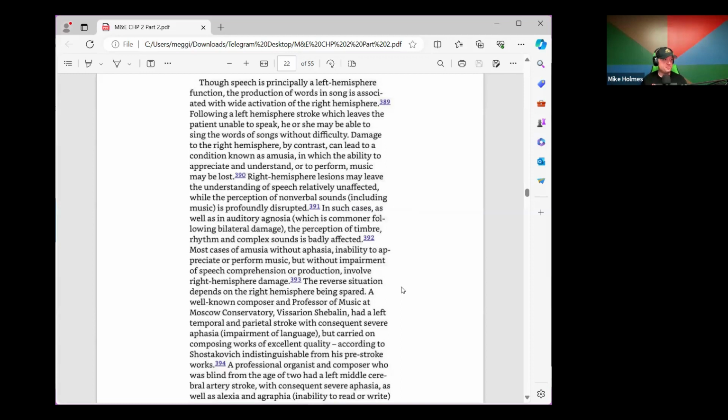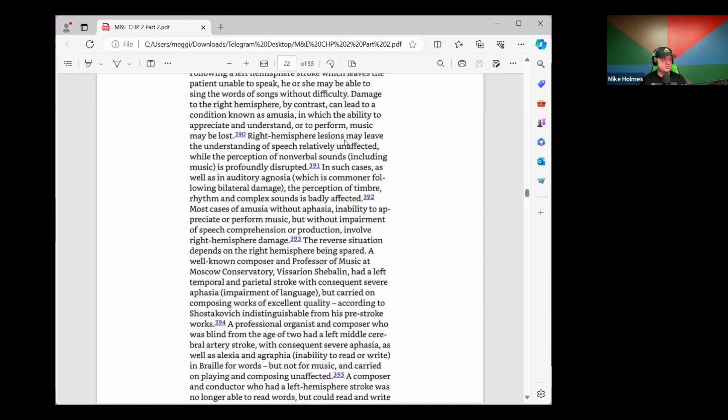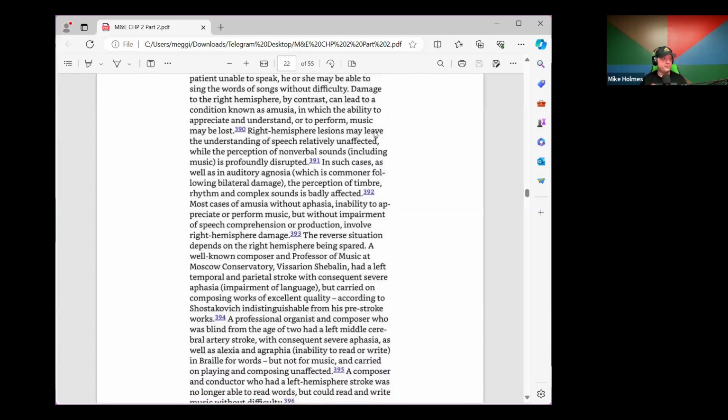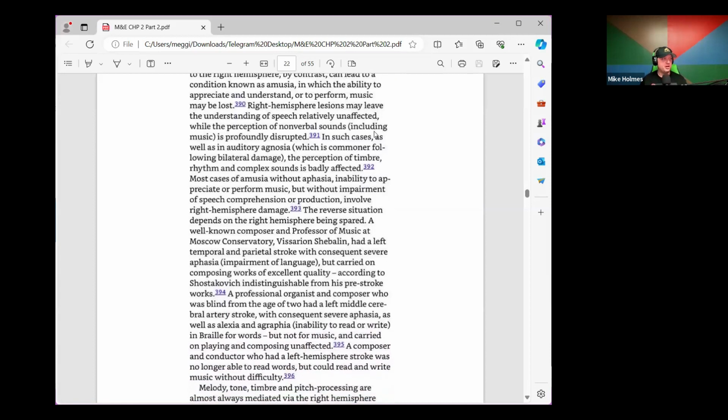Though speech is principally a left hemisphere function, the production of words in song is associated with wide activation of the right hemisphere. Following a left hemisphere stroke, which leaves the patient unable to speak, he or she may be able to sing the words of songs without difficulty. Damage to the right hemisphere, by contrast, can lead to a condition known as amusia, in which the ability to appreciate and understand or to perform music may be lost.